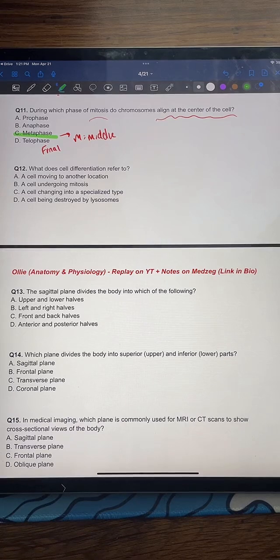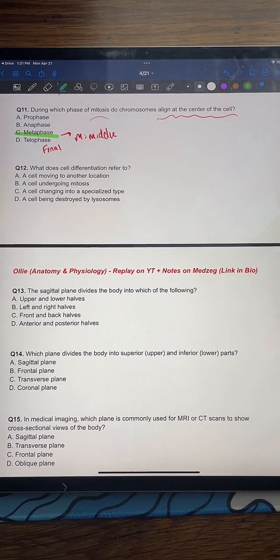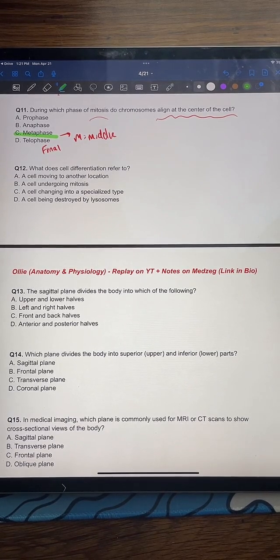Alrighty. Number 12. Oh, we also got a 50%. Awesome. I take my HESI Thursday, and I feel like I know nothing. No, you definitely got this. You know more than you think you know.